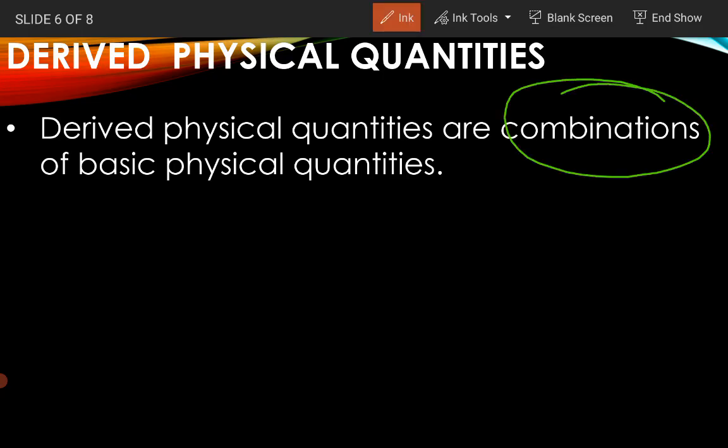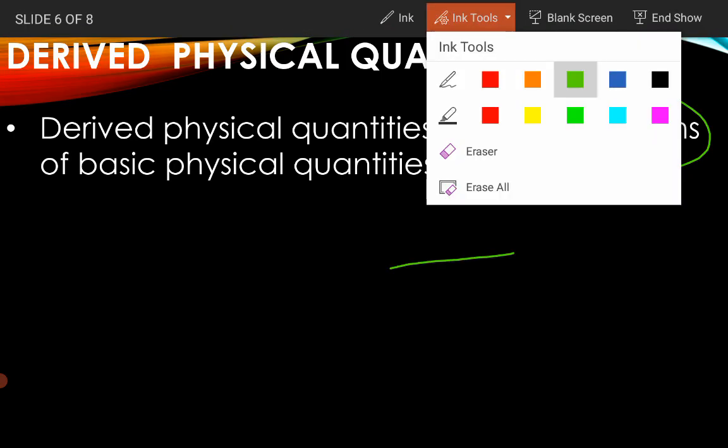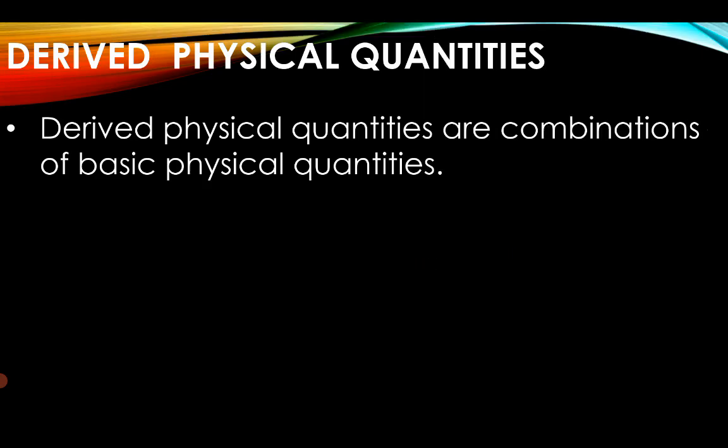So they are combinations of basic physical quantities. You combine two or more physical quantities as long as they make sense. What you get is another quantity known as the derived physical quantities. You obtain a quantity by combining several physical quantities.